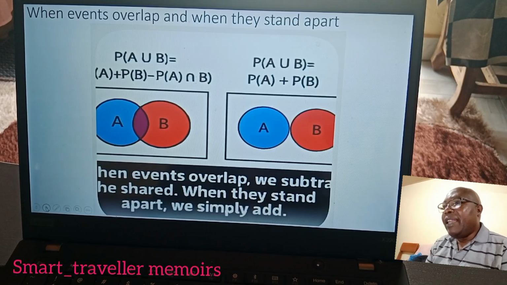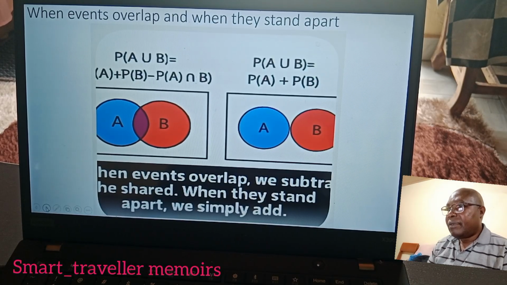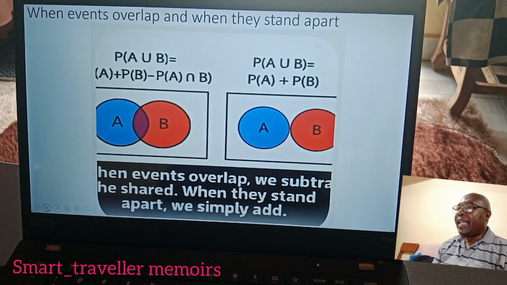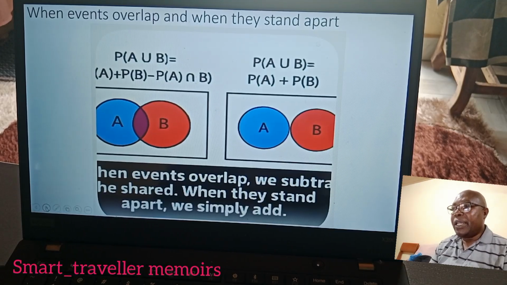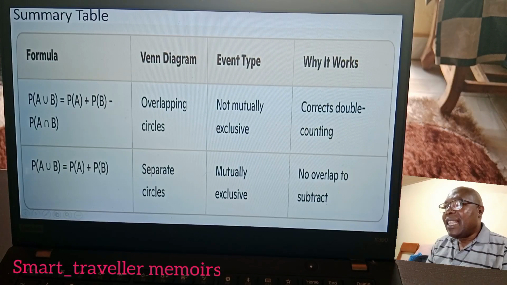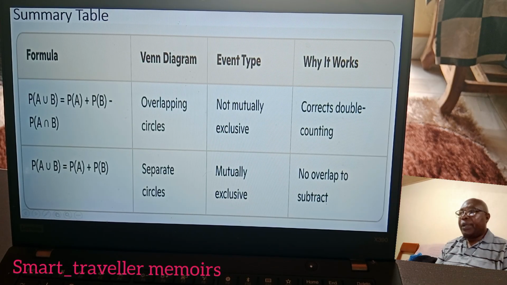So when events overlap, we subtract the shared. When they stand apart, we simply add. Let me repeat. When events overlap, we subtract the shared. When they stand apart, we simply add.